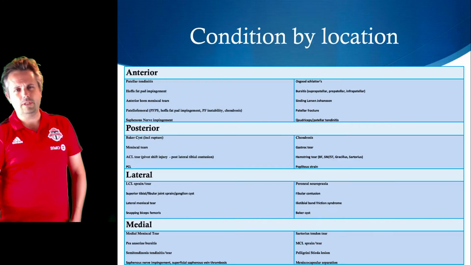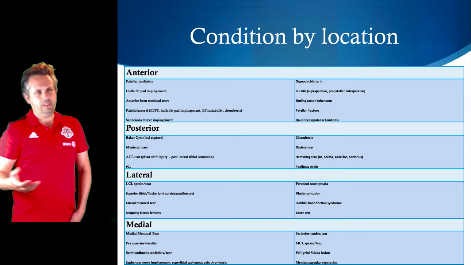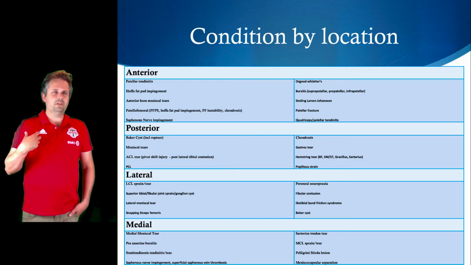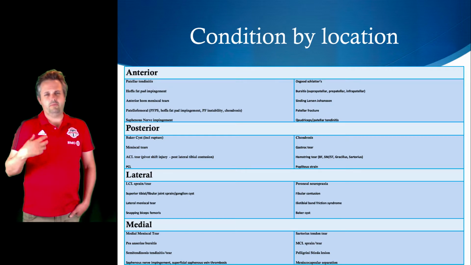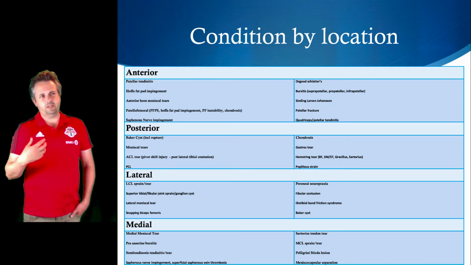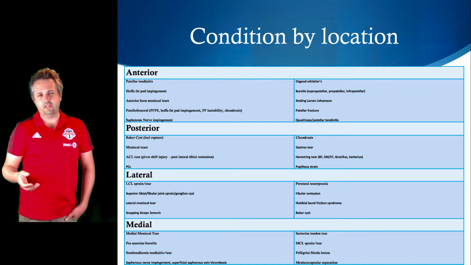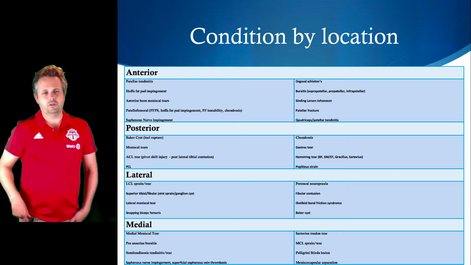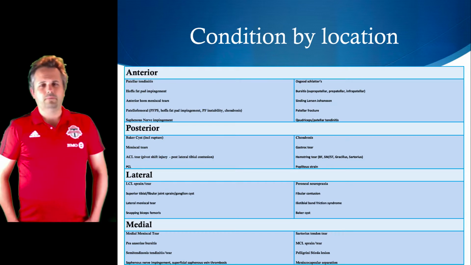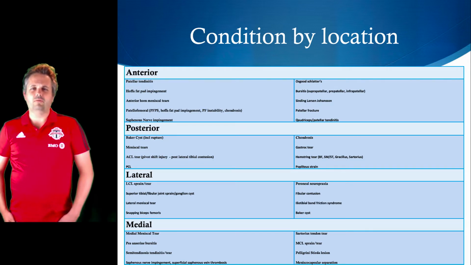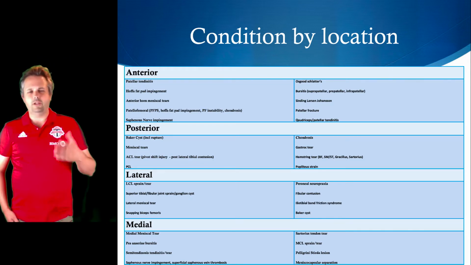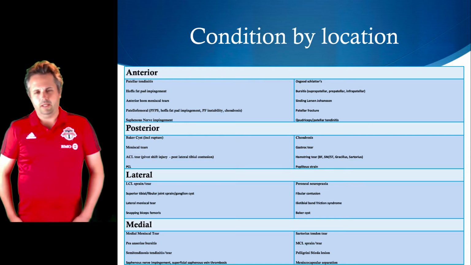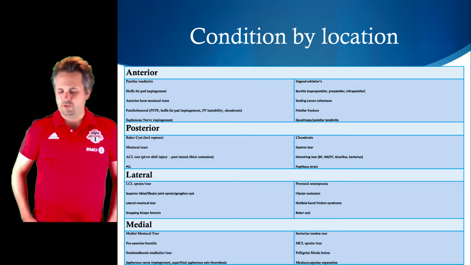The other thing that you can take a look at is the different areas of the knee from an anatomical location, so taking a look at things that cause pain at the front of the knee, back of the knee, inside and outside of the knee, so anterior, posterior, lateral, medial. And that's very helpful, especially when a patient's describing their symptoms to you over time.